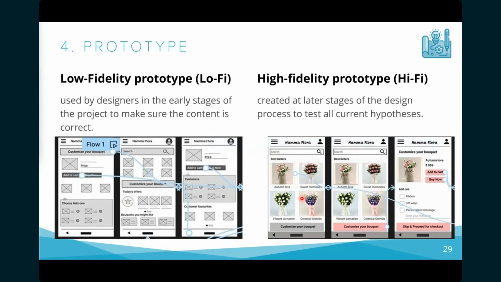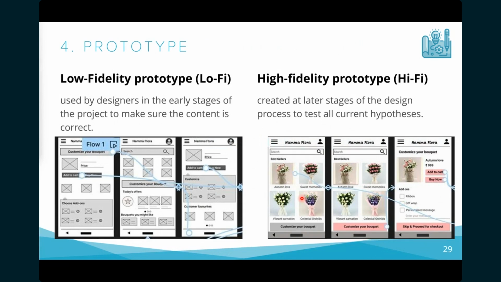Ideation stage is followed by prototyping. So prototyping is one of the most critical steps in the design process. A prototype is a representation of the end product that is used in order to see if the product teams are building the right solution for the desired users.